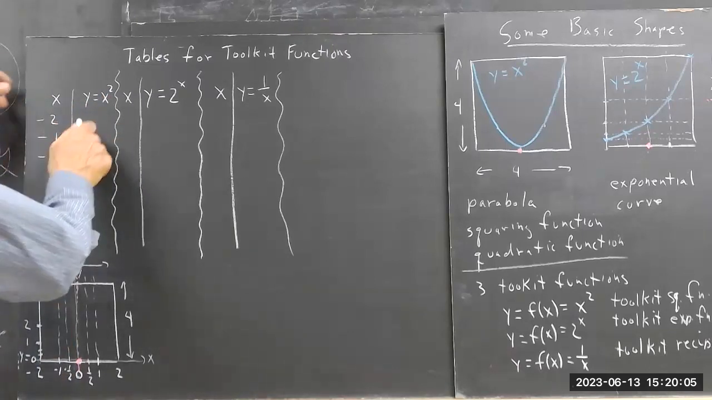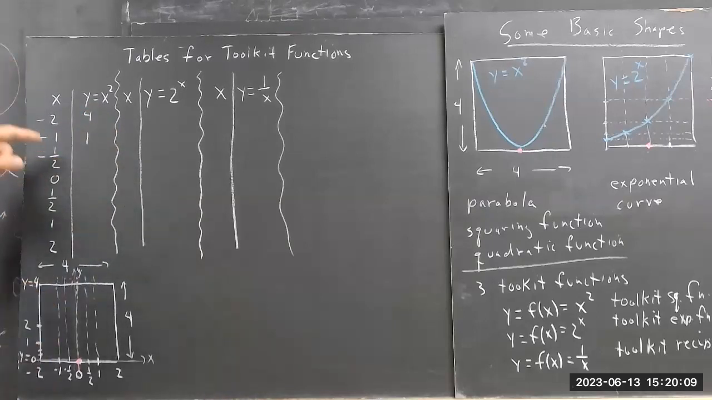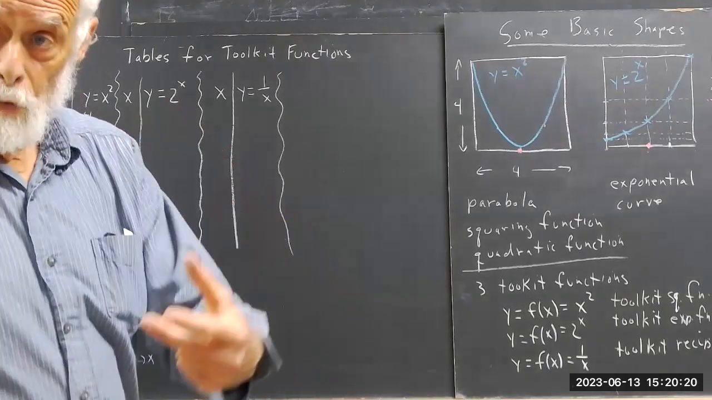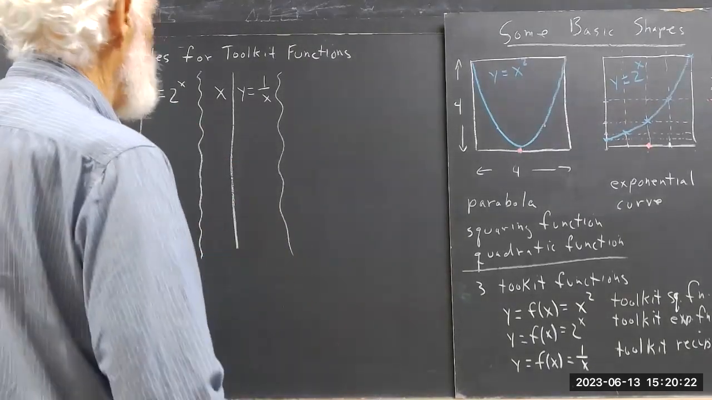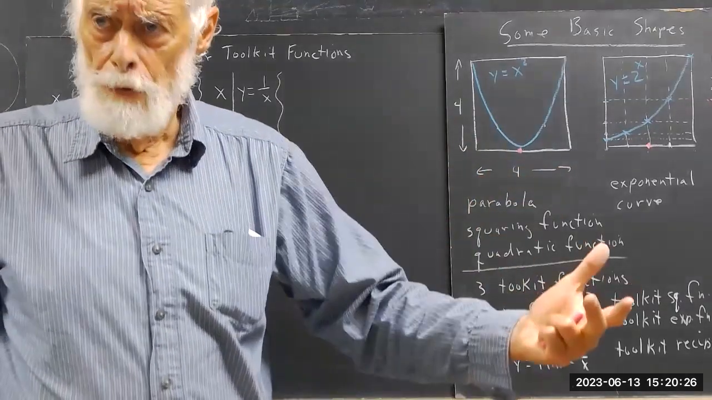Well, if we square -2, we get 4. If we square -1, we get 1. Now, if you think you get -4 when you square -2, it's probably because you're using a calculator. We don't want to use calculators at all. We want to use our heads. We want to use what we understand about arithmetic, because we're not going to understand these graphs or these functions if we rely on a calculator to do everything.